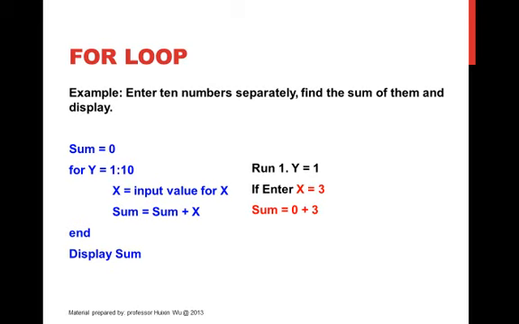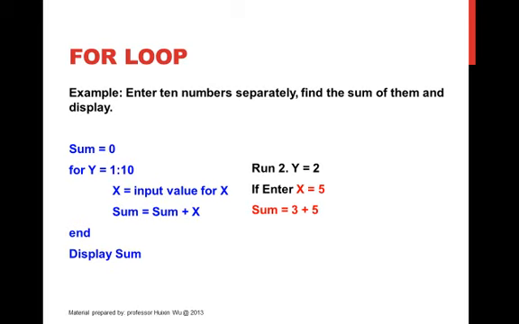Once the program reaches the last line within the for loop, it will go to the beginning of the for loop and repeat the same procedure one more time. For the second run within the for loop, y is equal to 2. Then the program will ask the user to input a value for variable x again. If the user enters 5, x will be equal to 5.